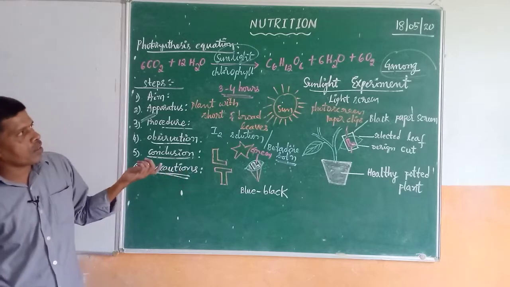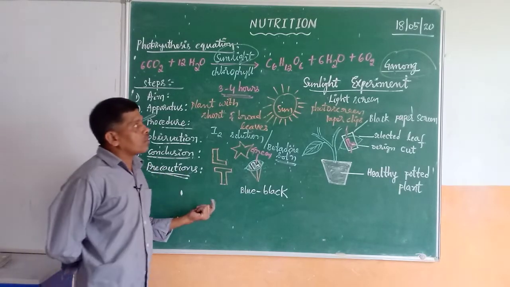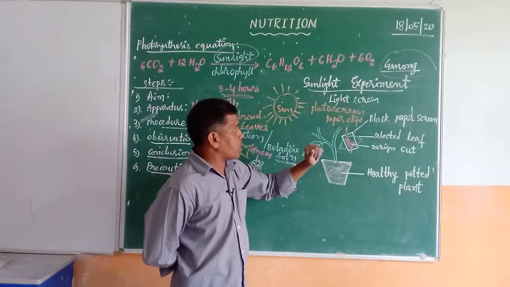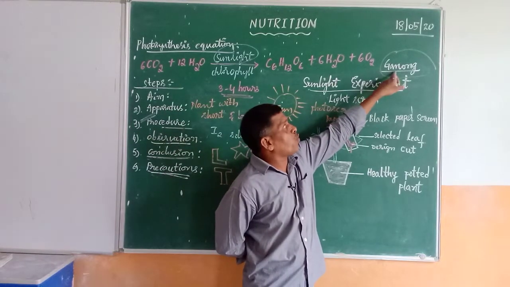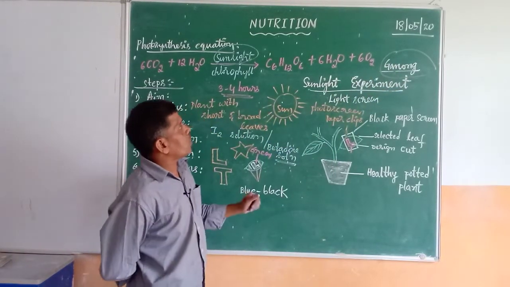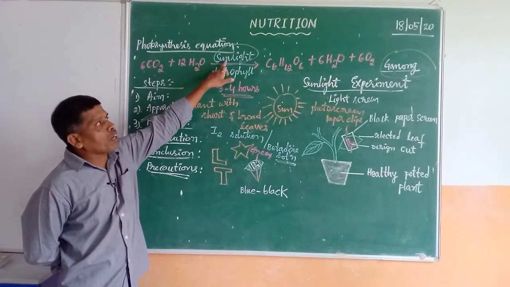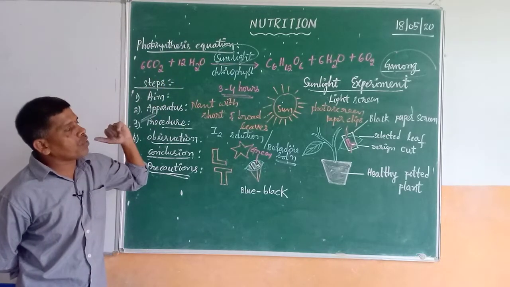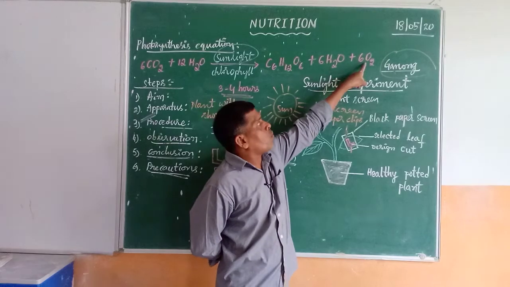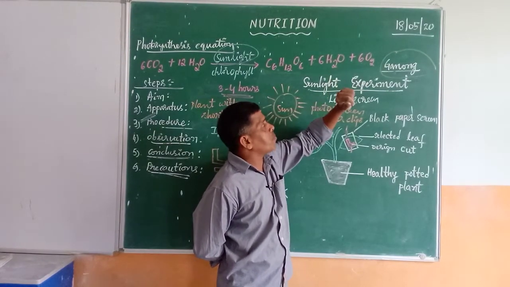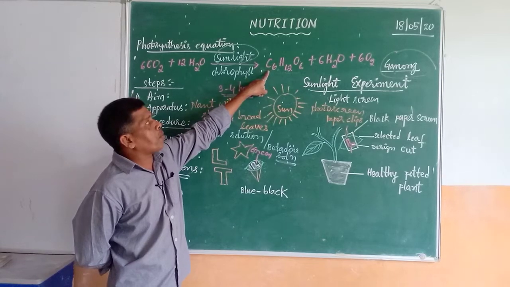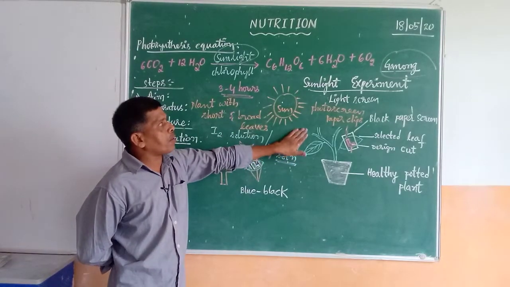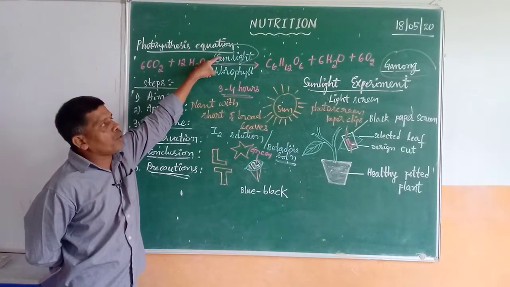This is the most important experiment. This particular experiment is called the sunlight experiment in simple terms, or it is also called the Einstein experiment, or the light screen experiment, or Ganong's light screen experiment. We can prove that sunlight is one of the most important factors to carry out photosynthesis in plants. So far, in our last session we have seen one experiment related to oxygen, that is the hydrilla experiment. Just now before this we have seen one experiment to prove that the leaves contain starch, and this is the third experiment to prove that sunlight is essential to carry out photosynthesis.